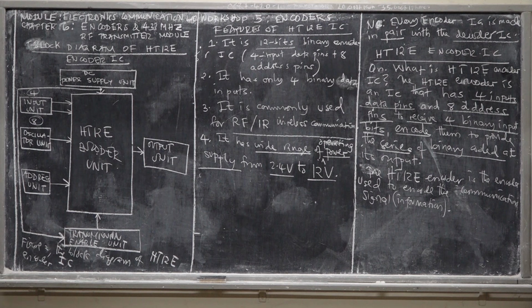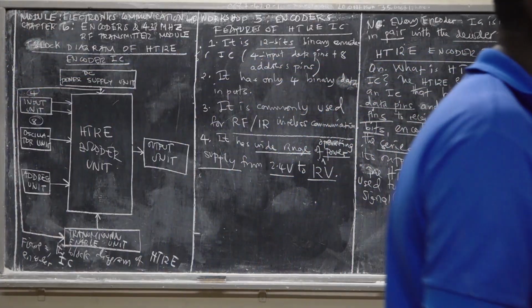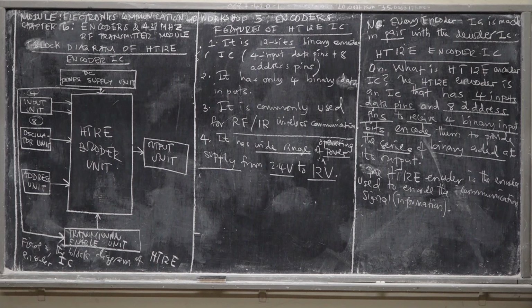Once it receives 3 volt, it can also encode the information. Once it receives 4 volt, it can encode the information. Once it receives 5 volt, 7 volt, 10 volt, or 12 volt, it can encode information. Once it receives 13 volt, it won't encode the information. It's going to burn out and it will be the end of the story.